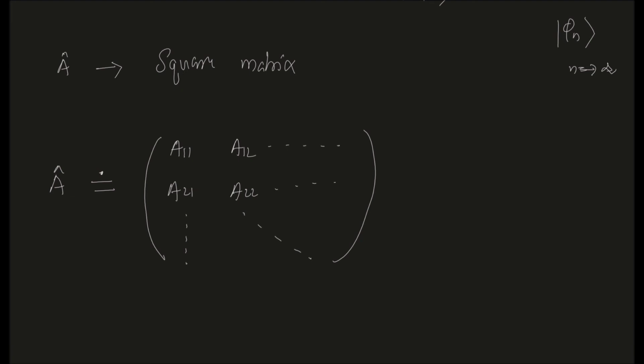So what we have seen in all these representations is that a ket vector can be represented by a column vector, and a bra can be represented by a row vector, and any operator can be represented by a square matrix. So these are the matrix forms of ket, bra, and operators in quantum mechanics.